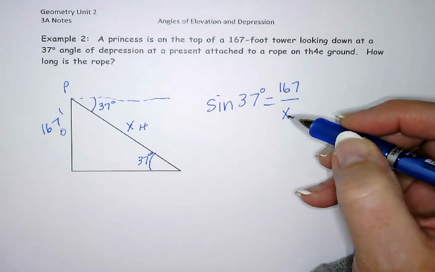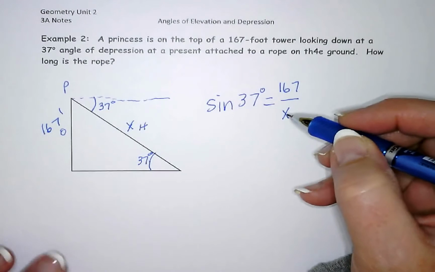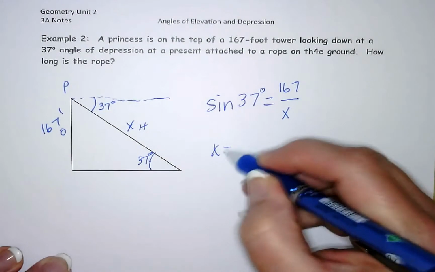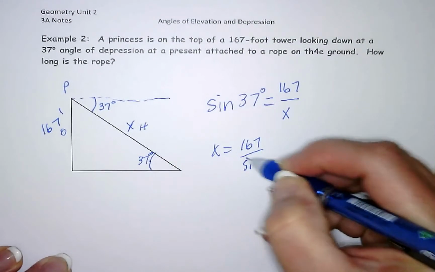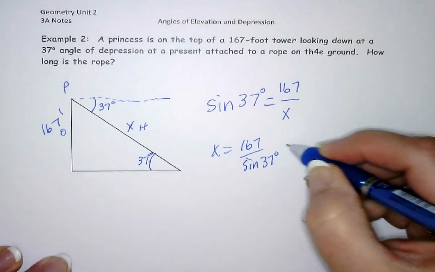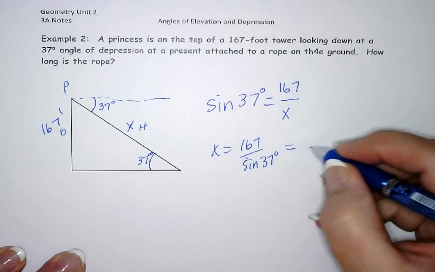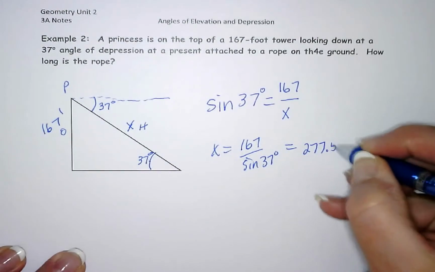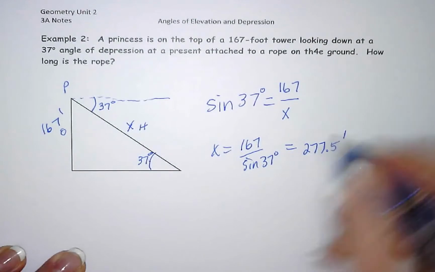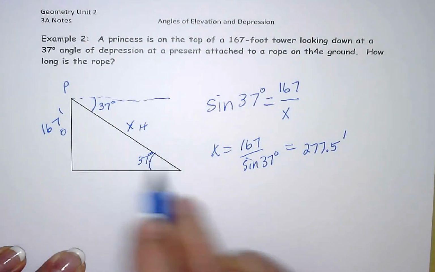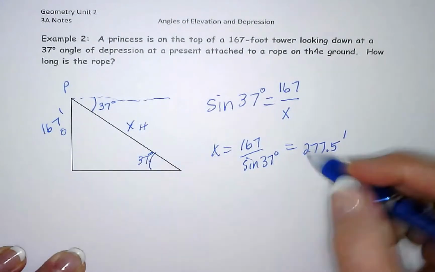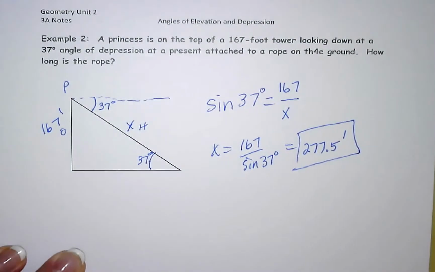Okay, so since x is on the bottom, this is a divide problem. We're going to take 167 divided by sine of 37 degrees. When I do that, I'm going to get 277.5, and this is also in feet. That makes sense that it's longer than the tower. The hypotenuse has to be longer than the side. So there's that answer. That is the length of the rope.